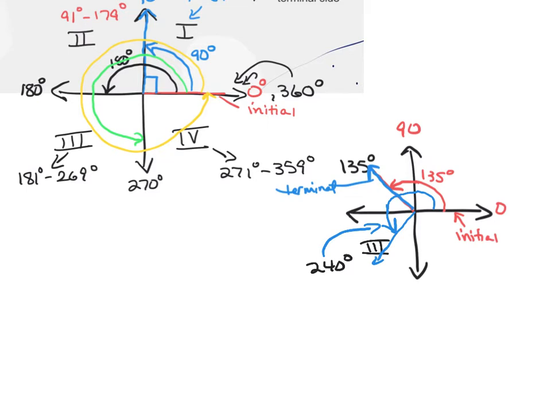Then if I wanted to end up with an angle in quadrant 4, let's say I want to draw a 330 degree angle. I would go around 90, 180, 270, and then to get 330, again, I need to go 60 degrees more. And that could be my 330.